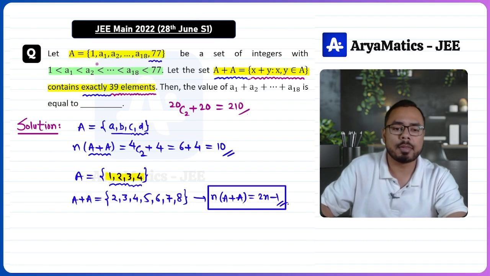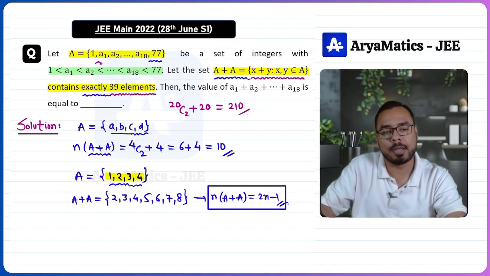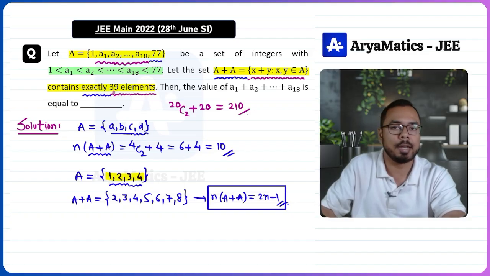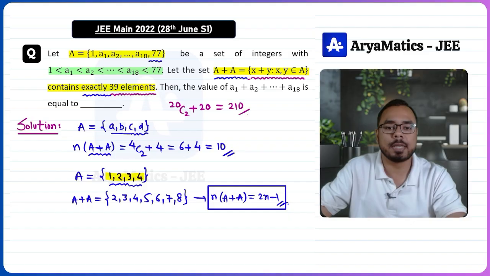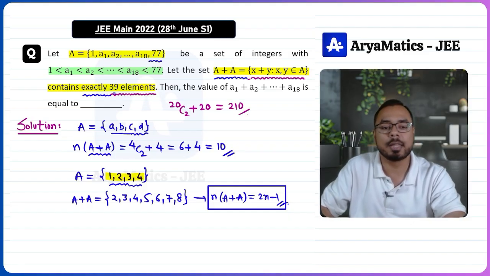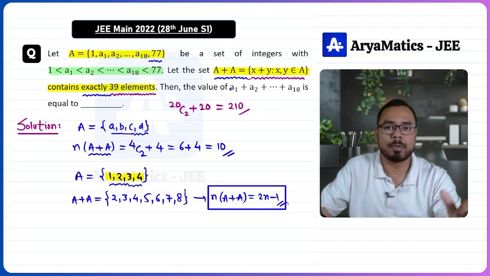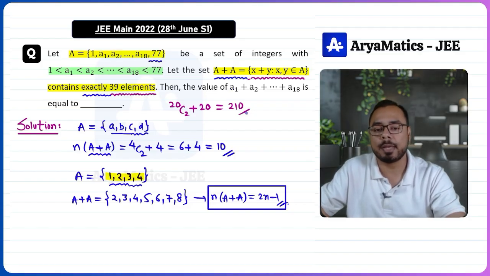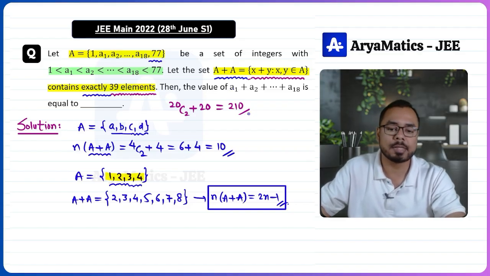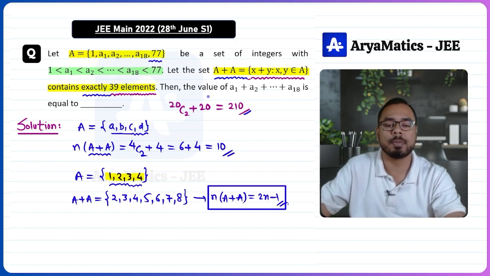Now here in set A, total we have 20 elements, and in A plus A, we are getting 39 elements, which is 2 into 20 minus 1. So basically here, all of these numbers, they must be in AP. Then only you will get 39 terms. Otherwise, the number of terms in A plus A will be more than 39. And what will be the maximum number of elements in A plus A? If all the sums were distinct, the answer will be 210. 20 C2 plus another 20.